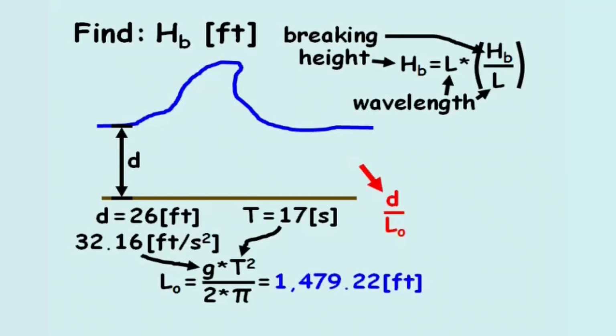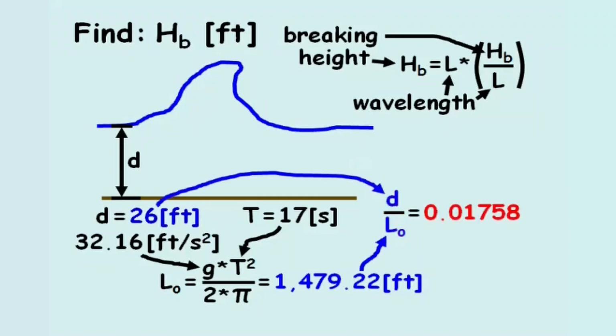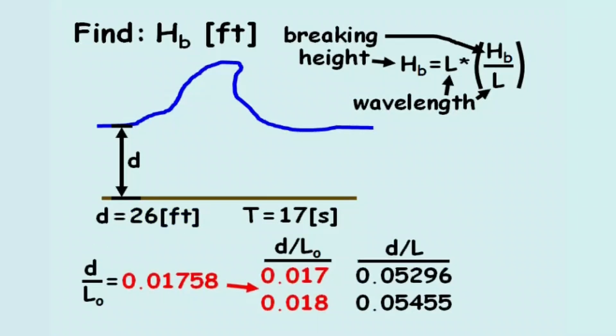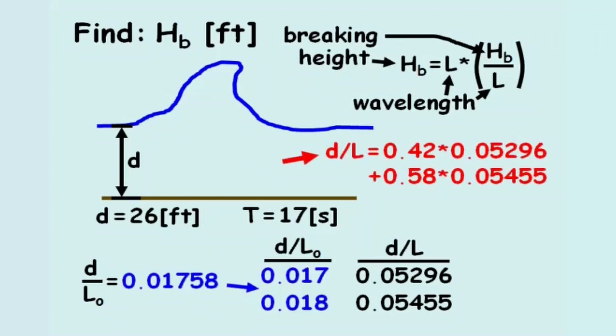And after plugging in the appropriate variables, d over L naught equals 0.01758. By knowing d over L naught, we can determine d over L, and after that, solve for L. In the wave tables, we'll focus on the values on rows 0.017 and 0.018 in the column d over L naught. Next, we'll use linear interpolation to compute the appropriate value of d over L, which equals 0.05388.